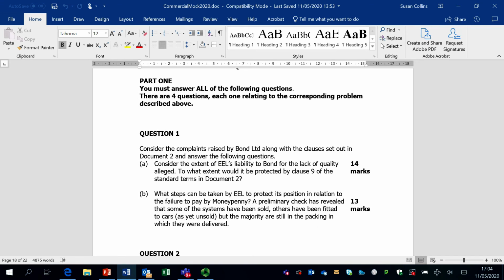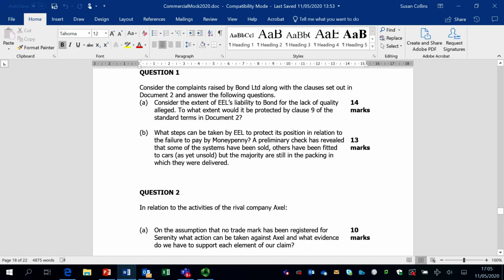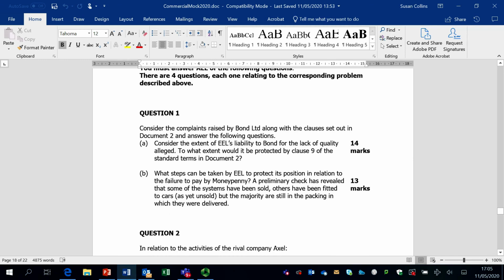Part 1, you must answer all of the following questions. There's no choice, all right? If you leave something out, you're just going to lose marks. You have to answer all of the questions. On this question paper, you'll see there are 4 questions, each one relating to a problem described above. You may, in your exam, have more than 4 questions, but that doesn't make any difference because it will still add up to 85 marks, okay? So there will be questions worth 85 marks for you to answer. Whether there are 4 or more is not really that relevant, but the key thing is you need to answer all the questions if you can, because there's no choice.